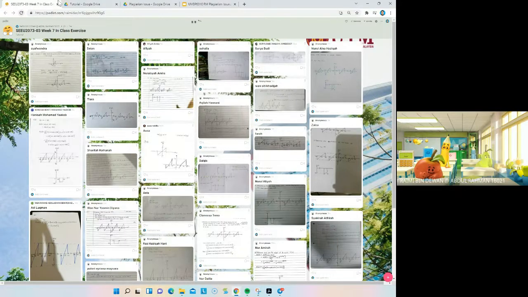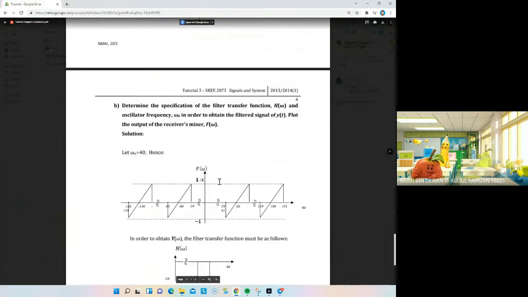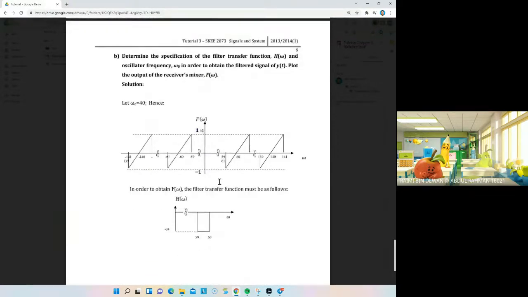Okay, so while we wait for them to paste the answer, now we discuss. I show you the schematic answer for B. Okay, so this is the answer for B. I give you 1 minute to actually mark your own paper. Maybe 2 minutes, because there are a lot of things here. I give you 2 minutes first to mark and to see each and every one of them.